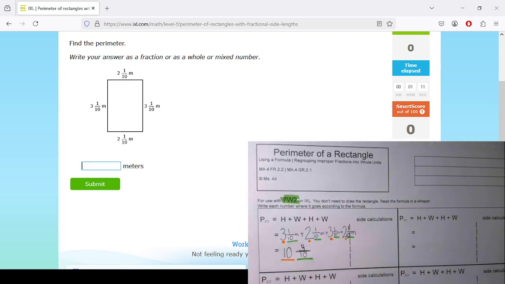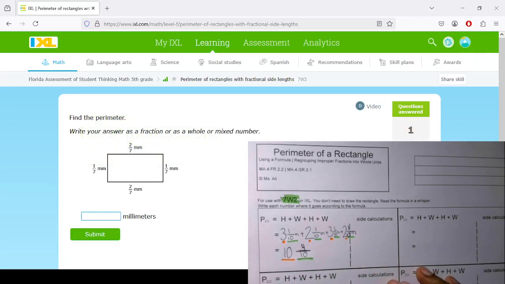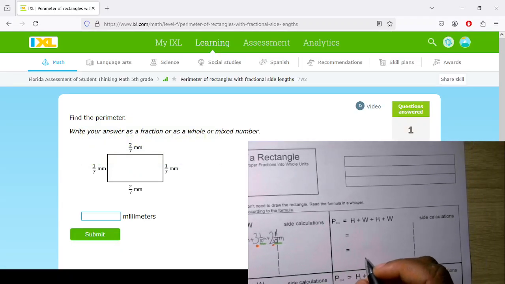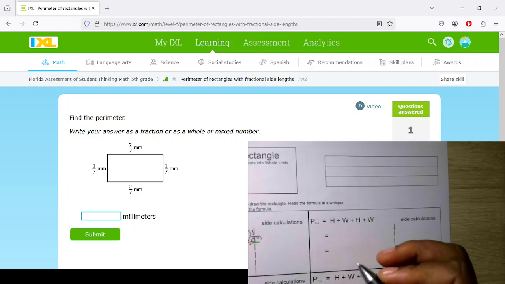My whole number and my fraction need to be about the same size. My fraction bar needs to be at the midpoint of my whole number. So 10 space 4/10. That's what I need to type in. I did not need a side calculation there.